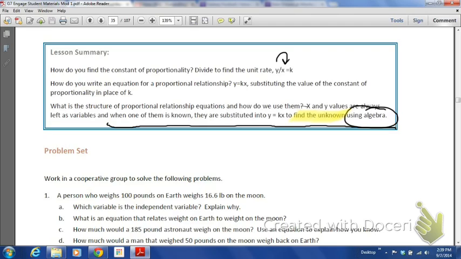Okay? All right, so speaking of problems, here are problem sets below. Go ahead and finish your problem set, do your exit ticket, and I'll see you at lesson 10.